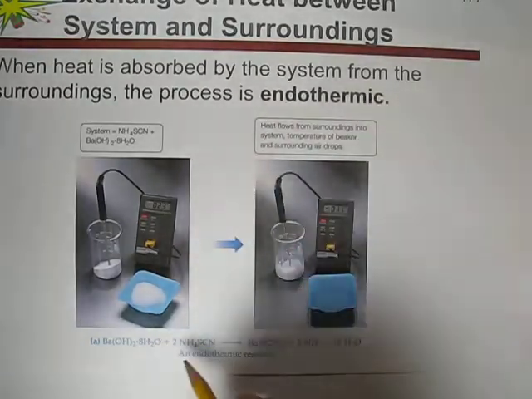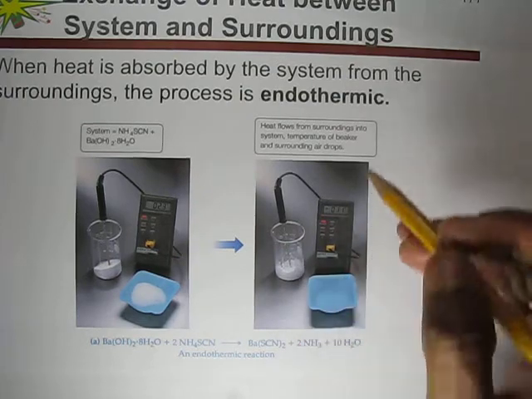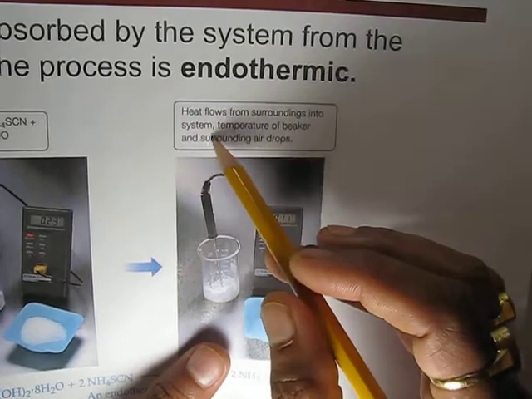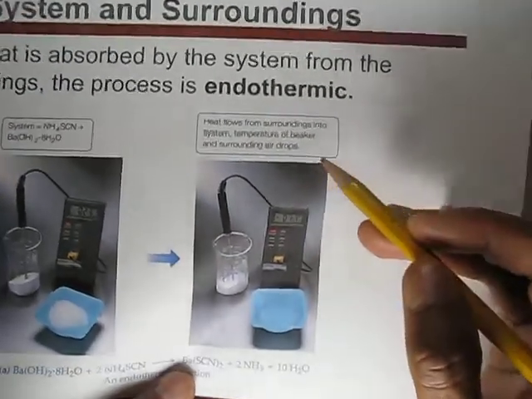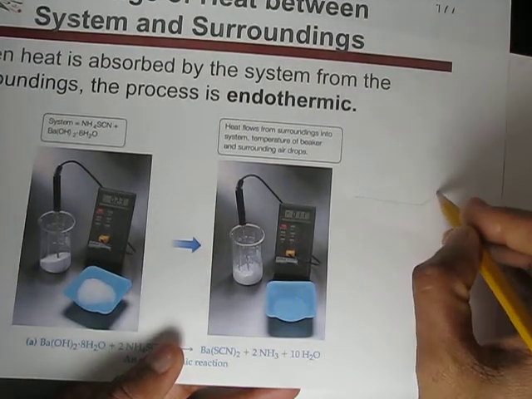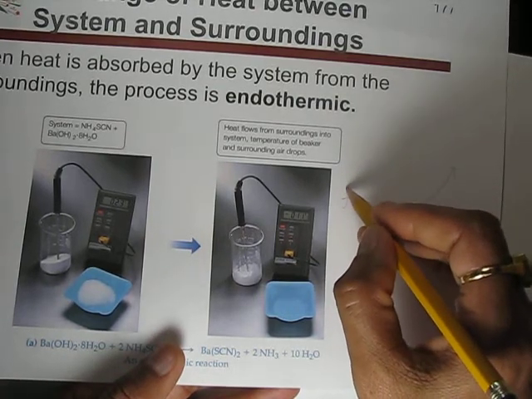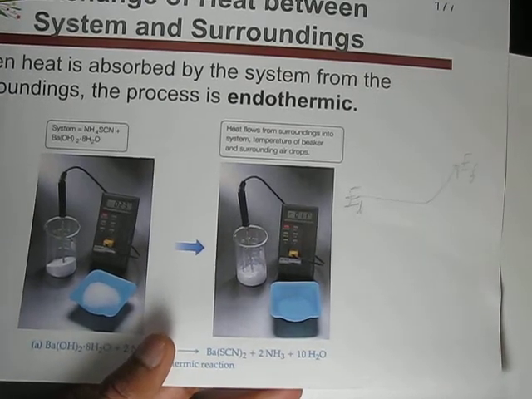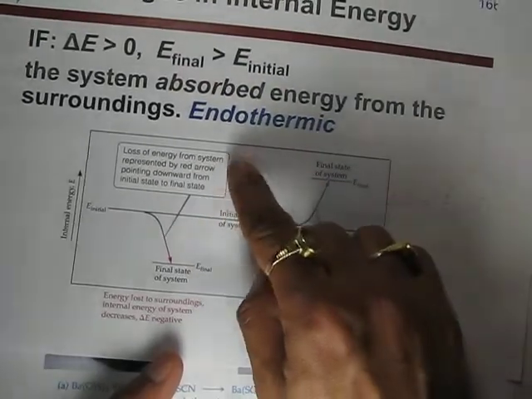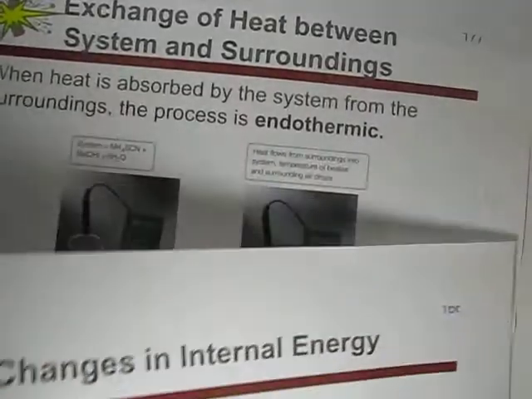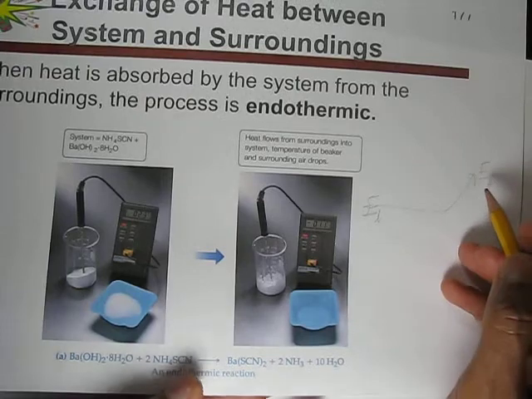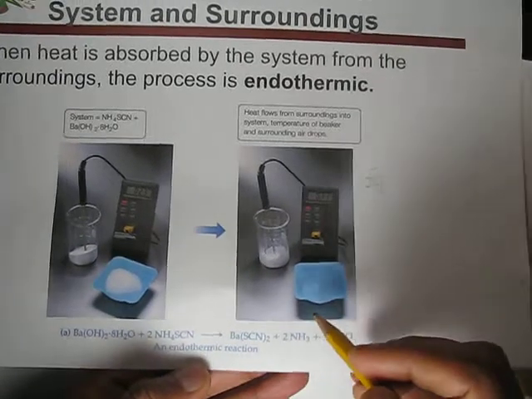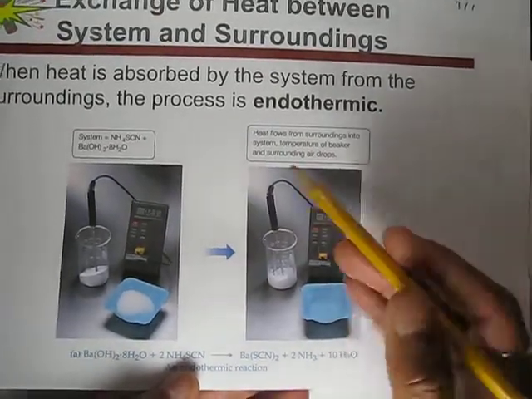So when barium hydroxide and ammonium thiocyanate react together, heat flows from surrounding into system, so they absorb heat, and so basically we are talking about this kind of system. This will be E initial, and then E final. Like this one, in an endothermic reaction, E final will be greater than E initial. So this system is absorbing energy from the surrounding. That is why the temperature of the reaction goes below the initial, and this reaction is called endothermic. Endothermic means energy is taken in.